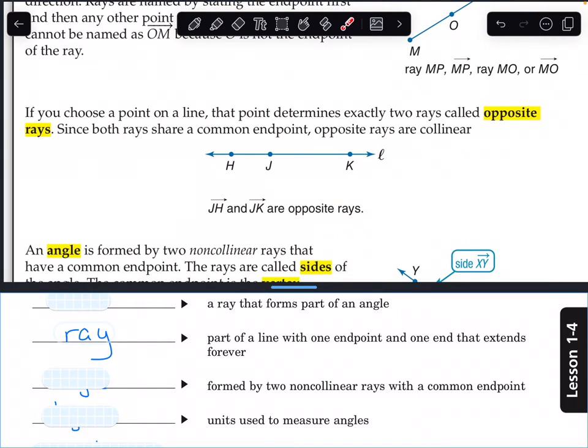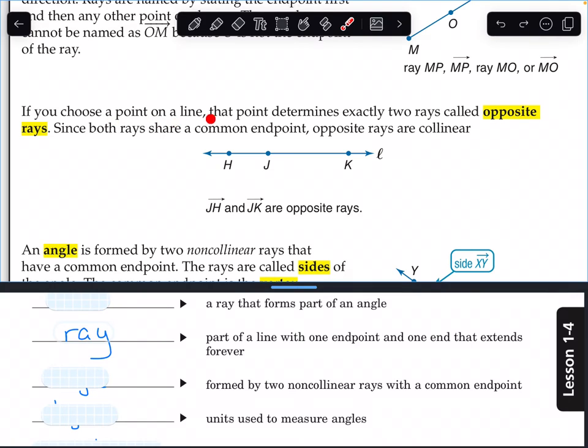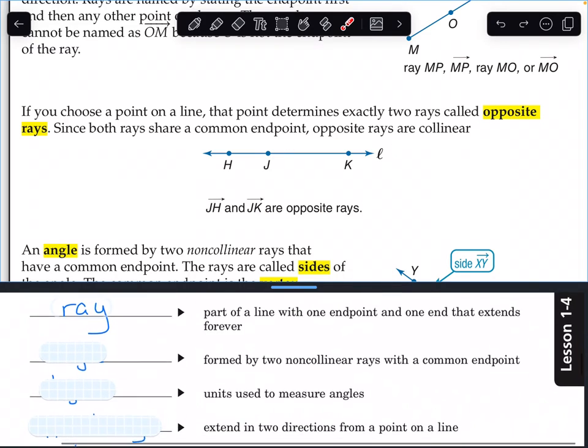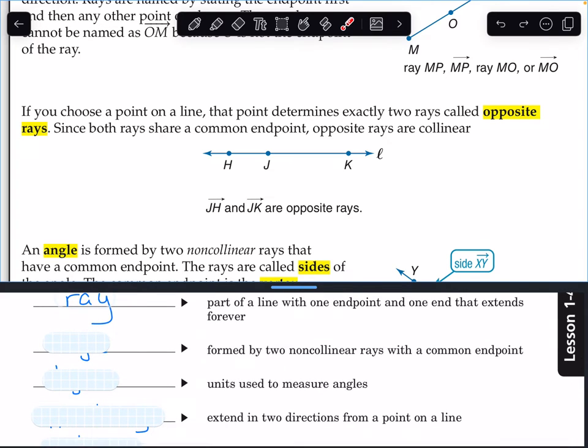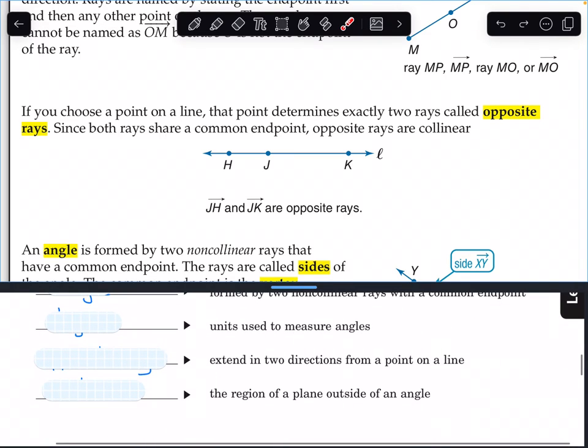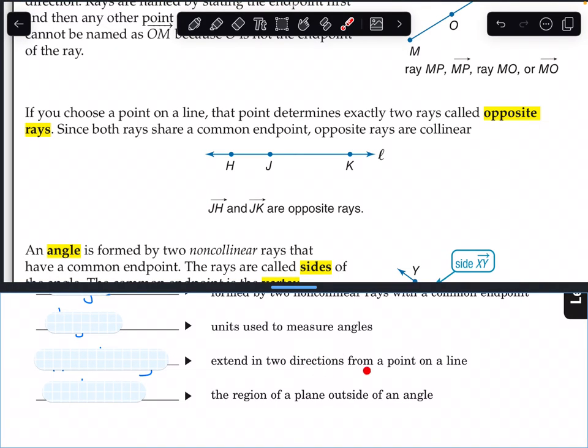Let's continue reading. If you choose a point on a line, that point determines exactly two rays called opposite rays. Since both rays share a common endpoint, opposite rays are collinear. Here is a line. We have ray JH going that way and ray JK going that way are opposite rays. Let's see if we can find that. Something about being collinear, going opposite directions, extend in two directions. Okay, it doesn't say opposite directions, but it does say two directions from a point on a line. That sounds like opposite rays to me.